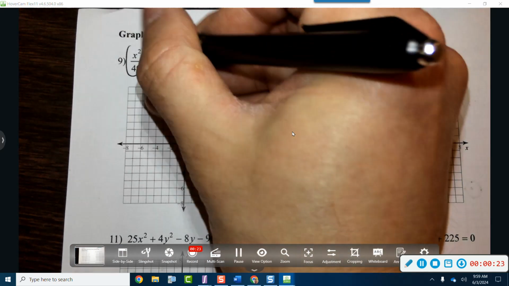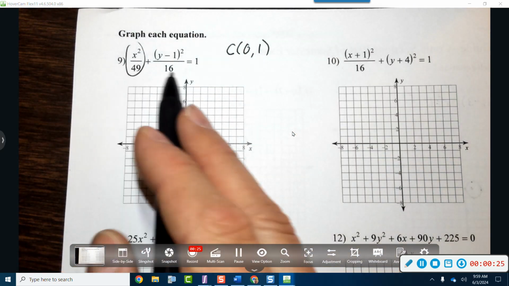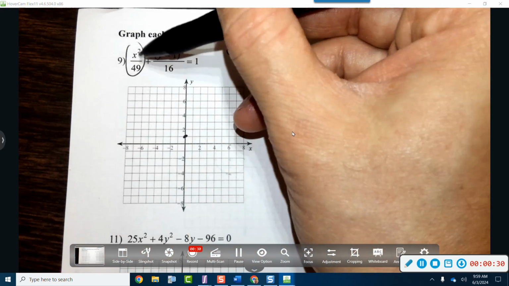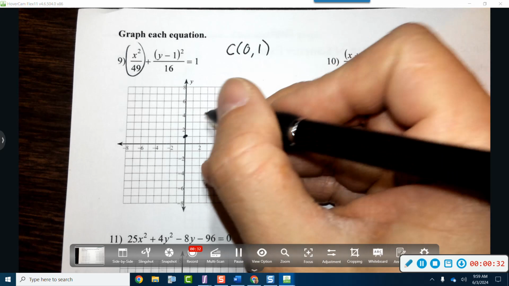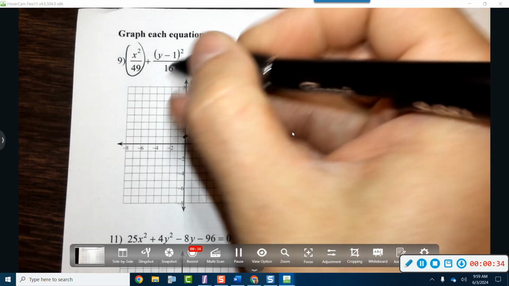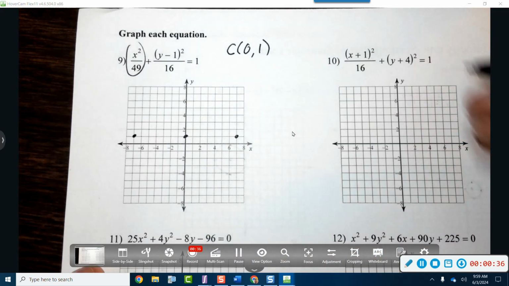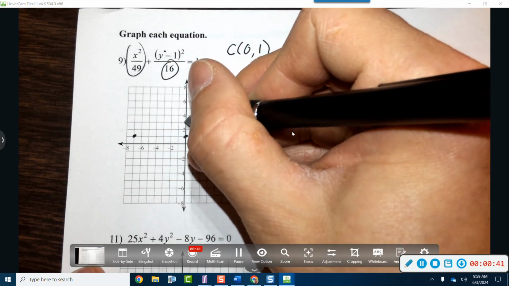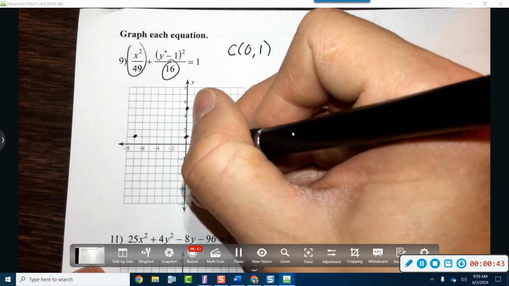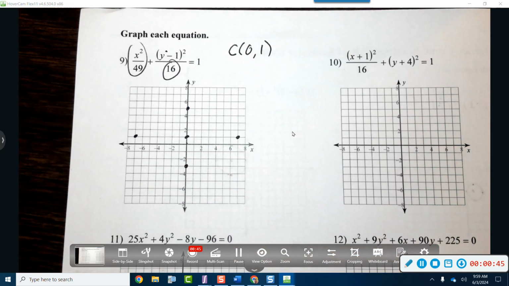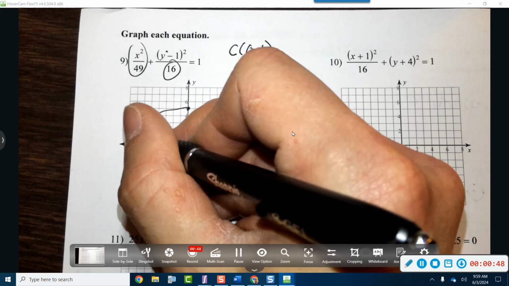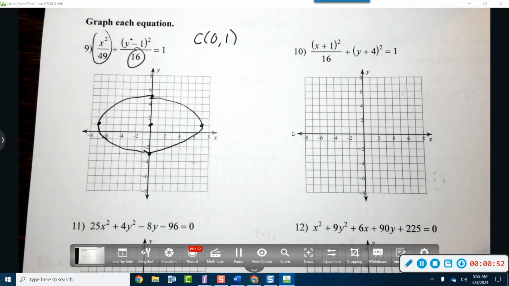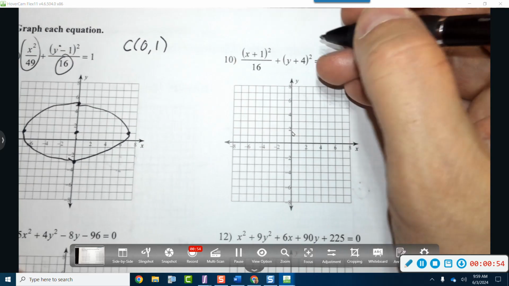So on the horizontal axis, that is the major axis, and I know it's major because it's the largest one, we're going to actually go all the way to 7 in both directions. And then this guy tells us that we're going to be going up 4. 1, 2, 3, 4. That is all we need to graph this. And so here's our ellipse. It's not asking us to calculate the eccentricity. No big deal. So let's move on to this guy.